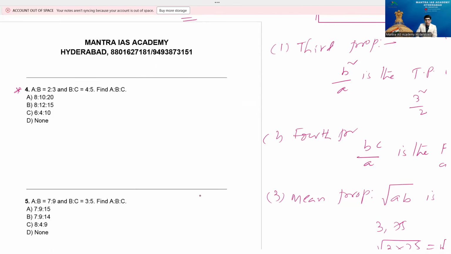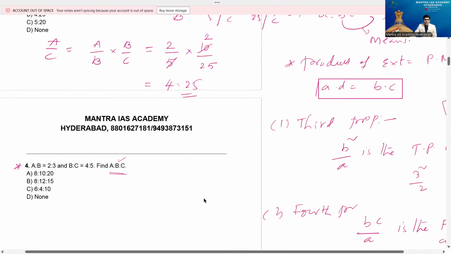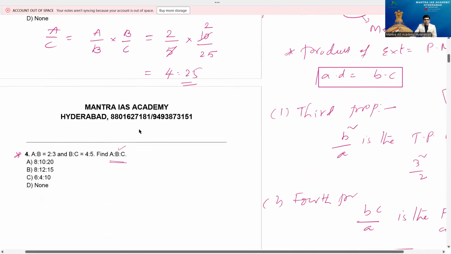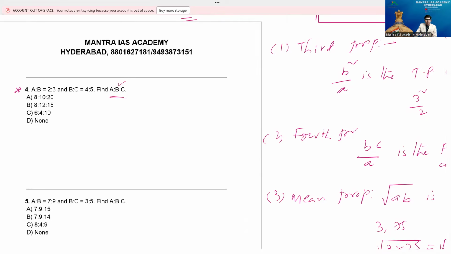So now the question number 4 here. A is to B, 2 is to 3, B is to C, 4 is to 5. Target is A is to B is to C. In this case, we have B also there. Previously, we don't have that. The first and last term, A and C. Now, how to do this kind of case? That's a very important question here. Same style. We have two methods in this case. I'll just tell you the best method in this.